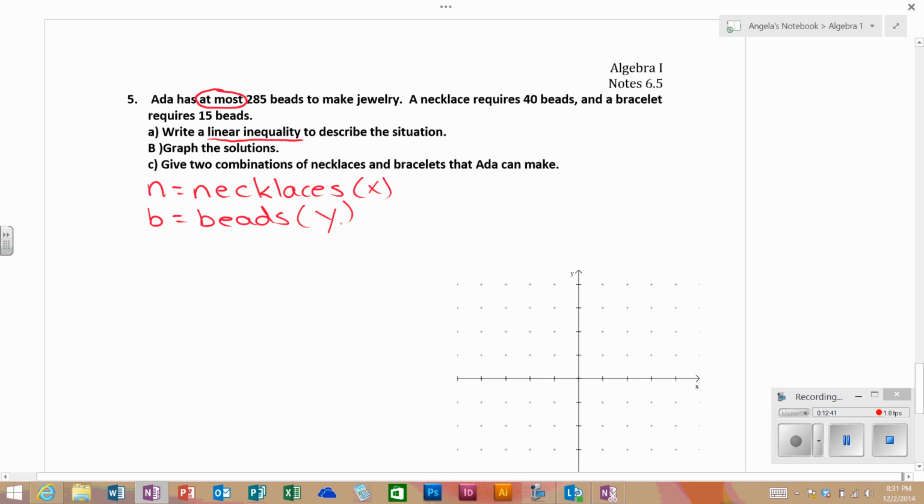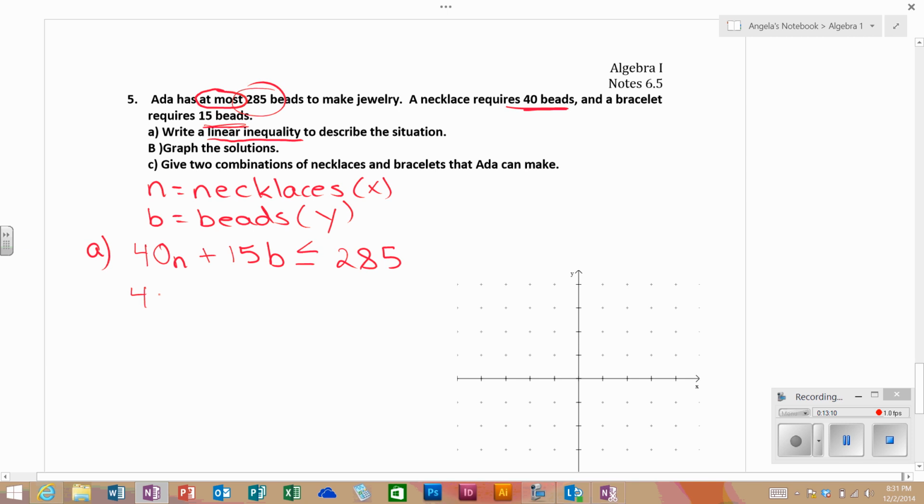Okay? So part A says to write a linear inequality. Well, for every necklace, it uses 40 beads. So 40N, and for every bracelet, it uses 15 beads, plus 15B has to be less, the number of total beads I use has to be, I can't use more than 285. So it has to be less than or equal to.